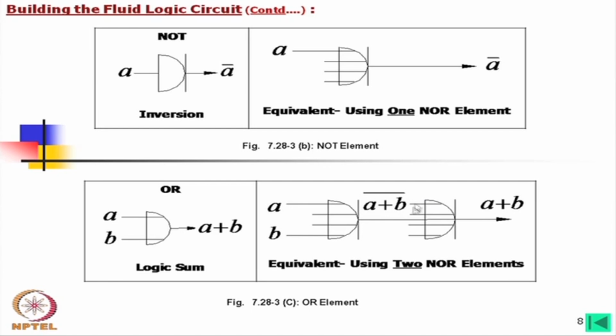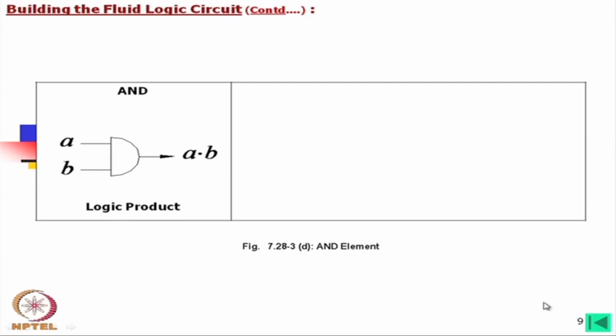Then what we did, this whole output we are taking through another NOR element. That means, this whole output is put only into a single input of this device to get this one. So, again we have got this gate using two NOR elements.